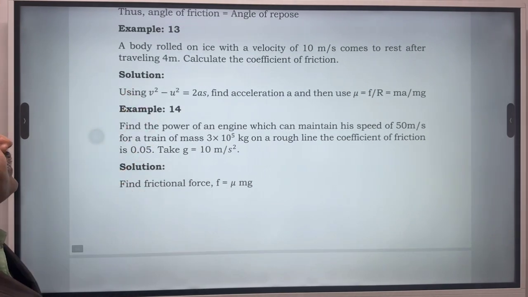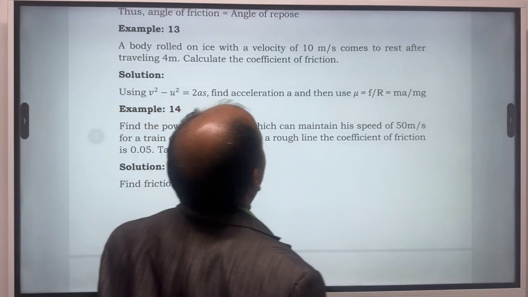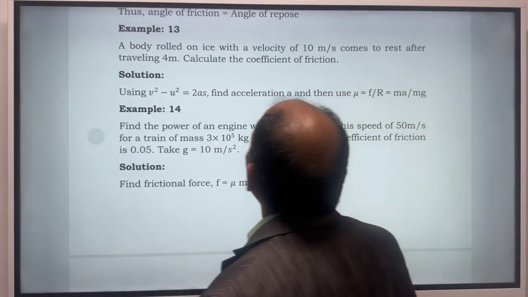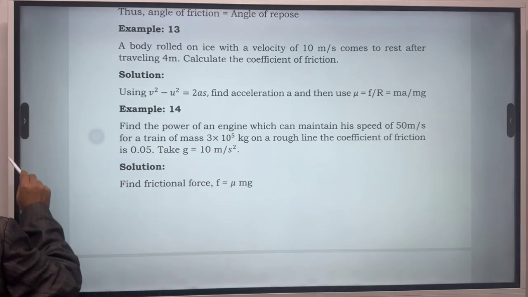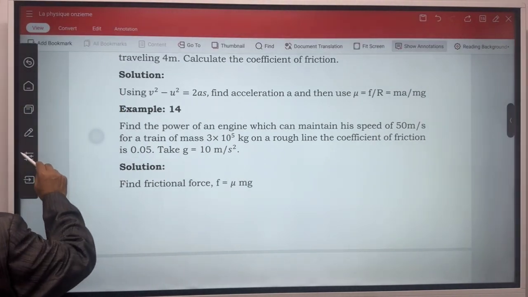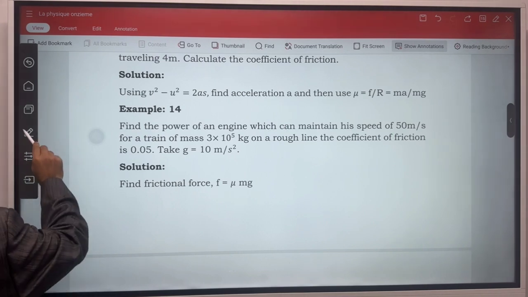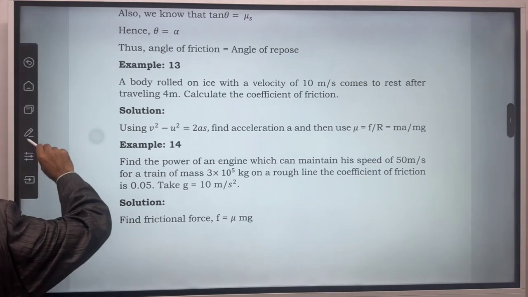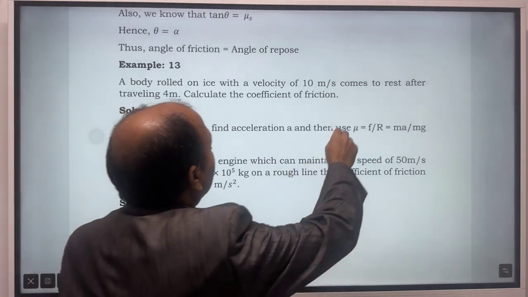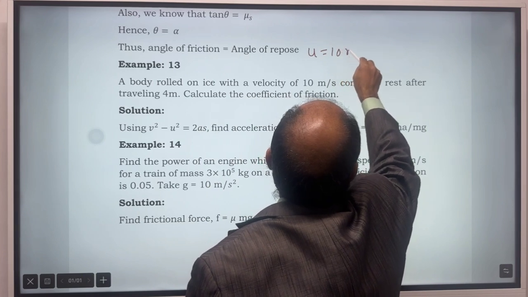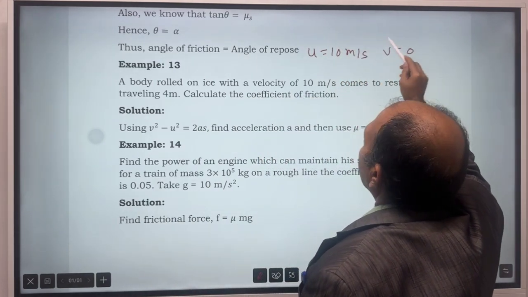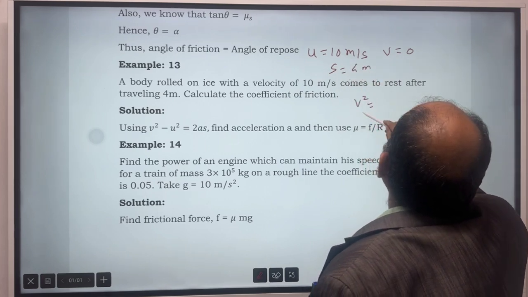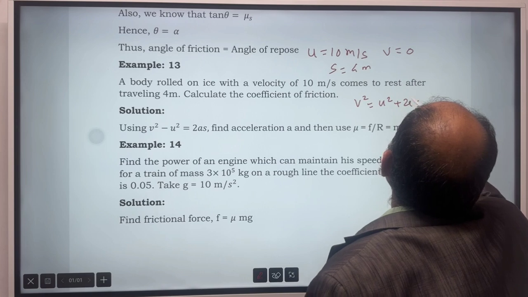A body rolled on ice with a velocity of 10 meter per second comes to rest after traveling 4 meter. Calculate the coefficient of friction. Here velocity is given. So initial velocity u is given as 10 meter per second and final velocity v is 0 because the body comes to rest, and the distance s is given as 4 meter. We can apply v square equal to u square plus 2as.